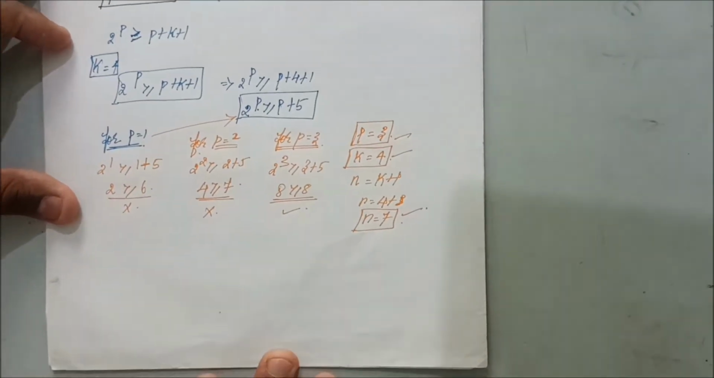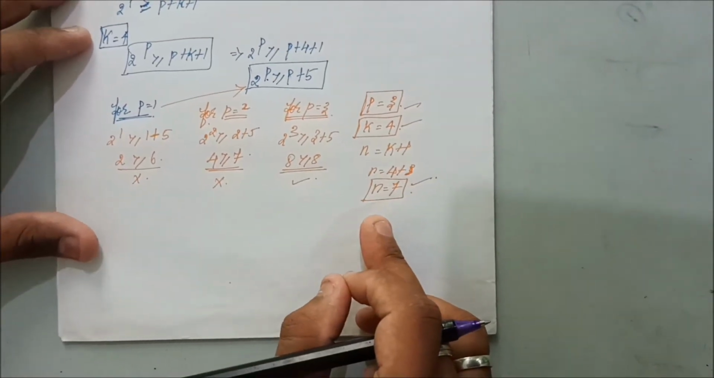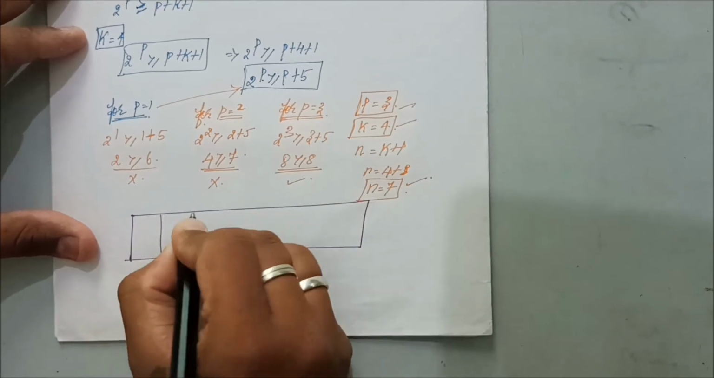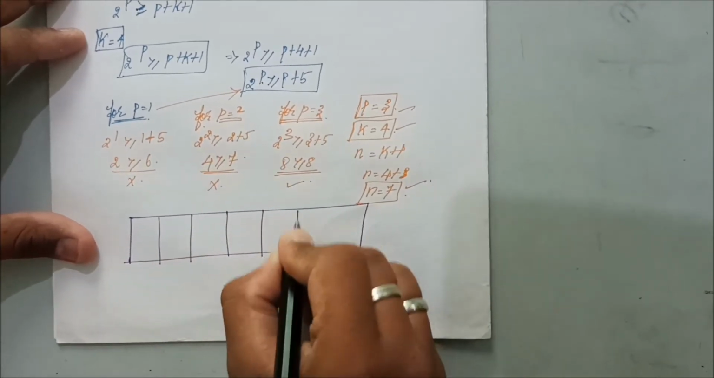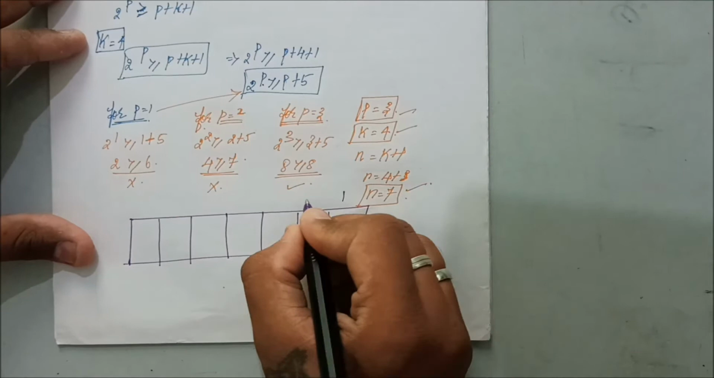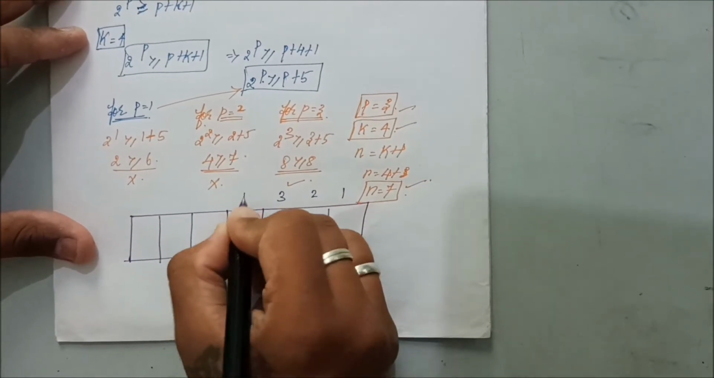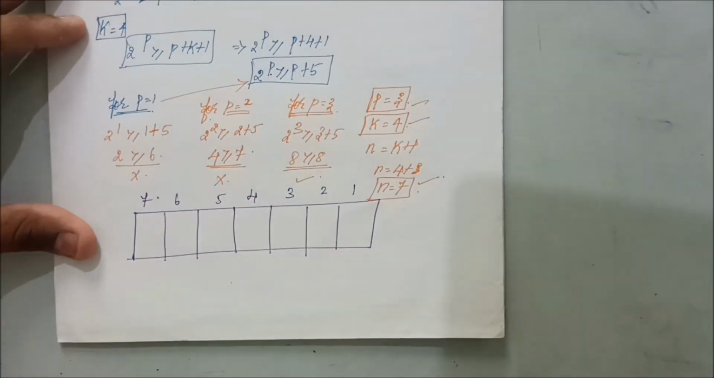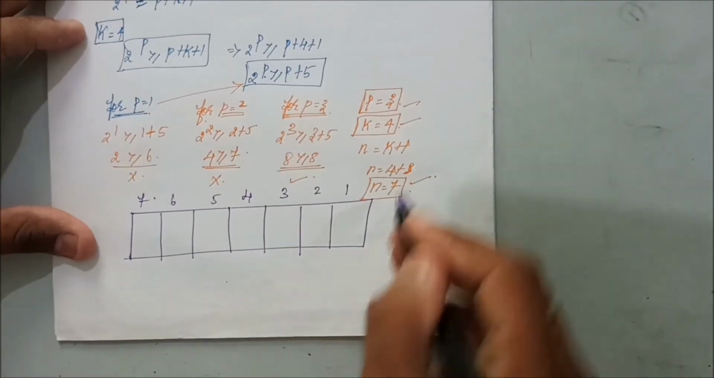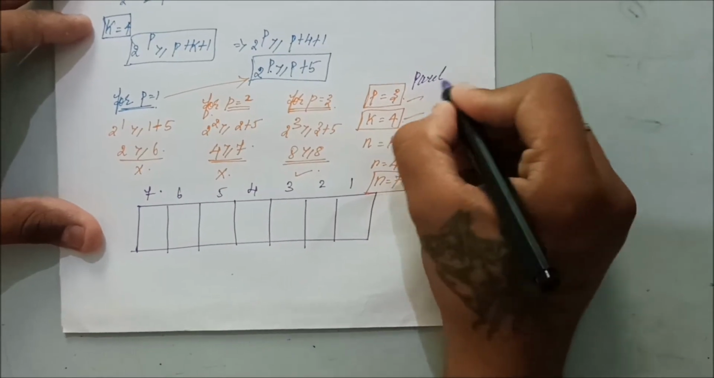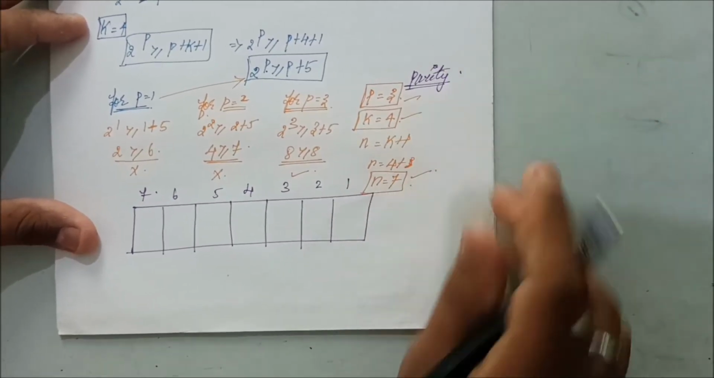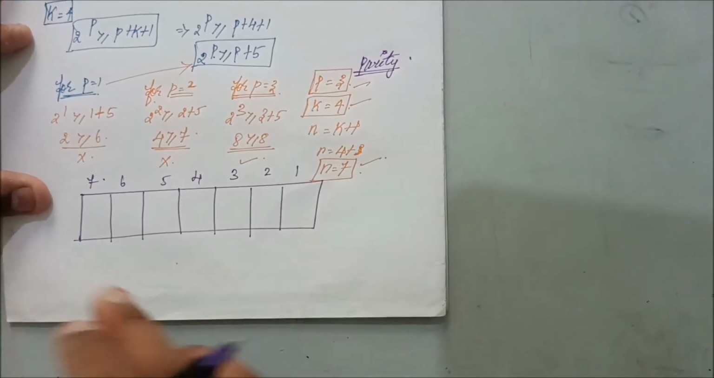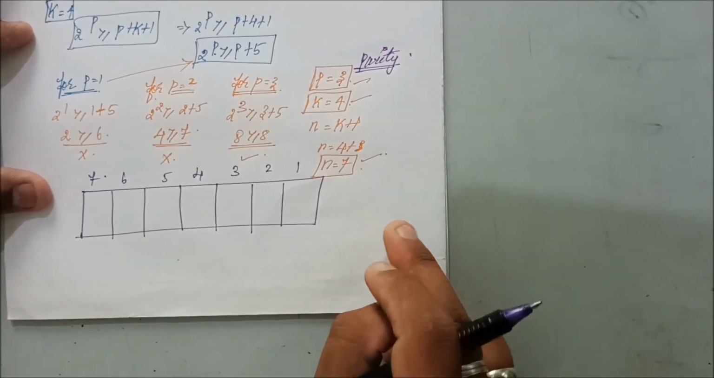Before finding the positions of the code word, we have 7 bits. I am mentioning the position of the bits: 1, 2, 3, 4, 5, 6 and 7. Out of these 7, we have 3 parity bits. Now I am going to identify the positions of the parity bits, that is, out of these 7 positions, where the parity bits are going to be placed.